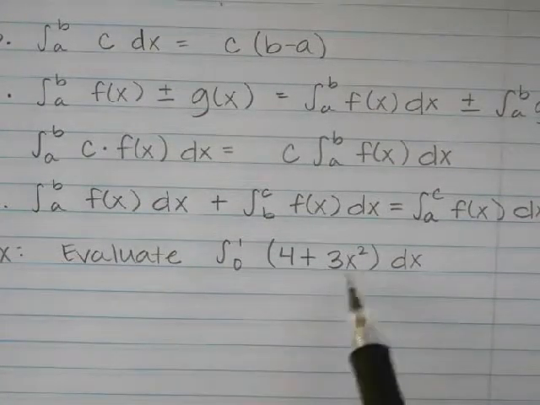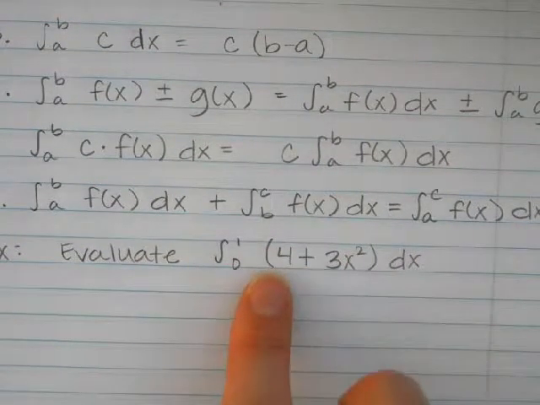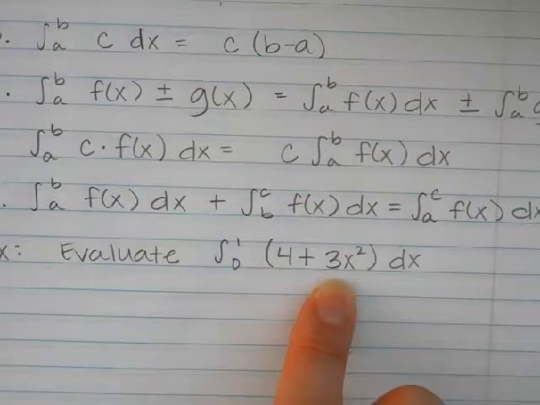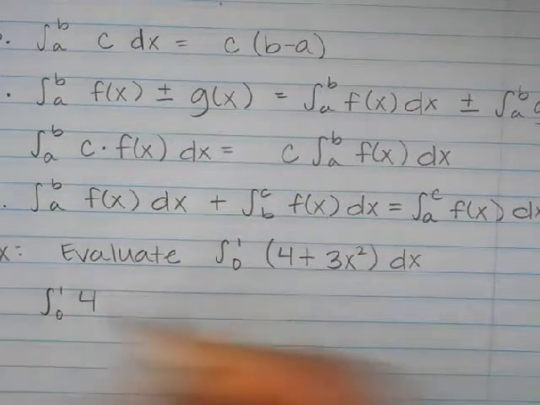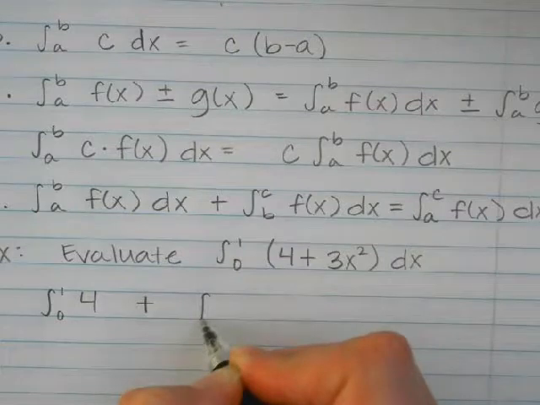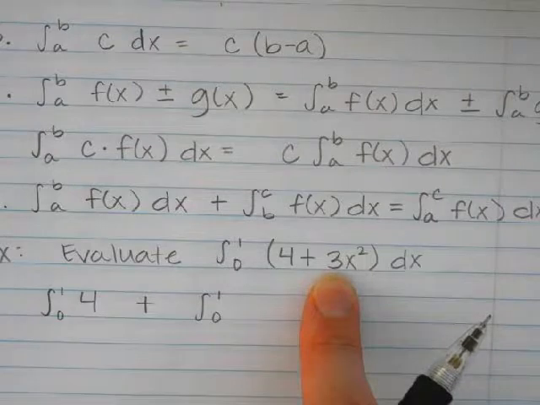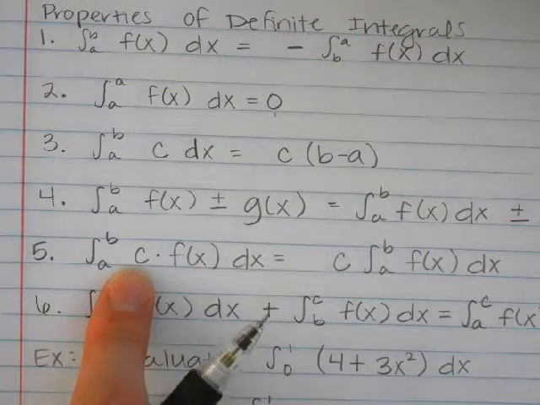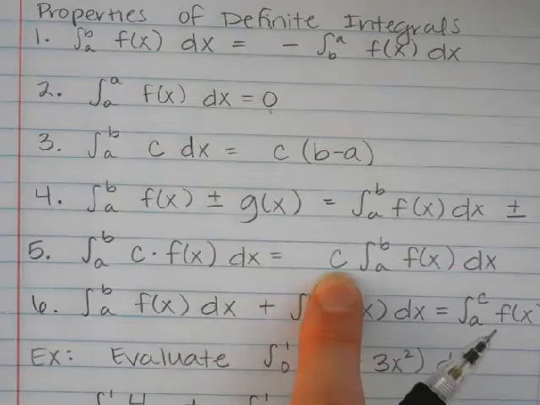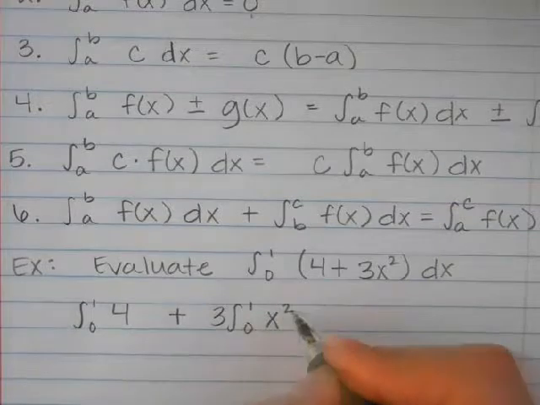So this one says we're evaluating this from 1 to 0, and this is the function we're using. What I'm going to do is think about those properties and split it apart. One of the properties was that you can think of this as one function plus another function, so I can split it into two functions. So I'm going to say the integral from 1 to 0 of 4 plus the integral from 1 to 0 of 3x squared. What could I do with that 3? I could put it in the front. It's like a constant, like number 5, where you've got a number in front of your function, so you can move it to the front of your integral. So I'm going to put the 3 in the front, and then the x squared right there.